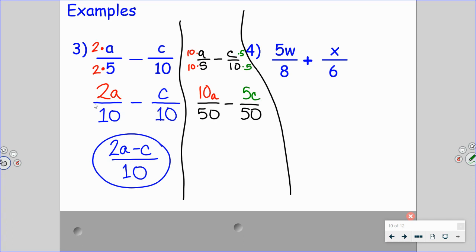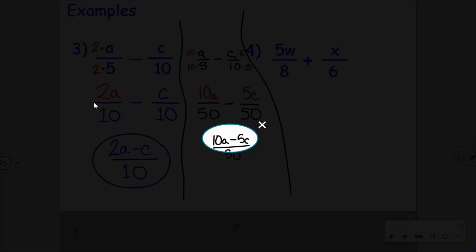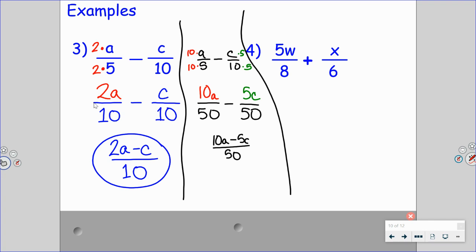notice I will put the coefficient in front of the variable. That's just the best way to write it. And now that I have a common denominator of 50, I can go ahead and subtract 10a minus 5c. Once again, you'll notice if I look at that numerator, we have a's, we have c's. They are not like terms. They cannot be combined. But in this particular case, I'm looking at each of those terms, and I notice they do share a common factor. And so I would have to divide everything by 5.